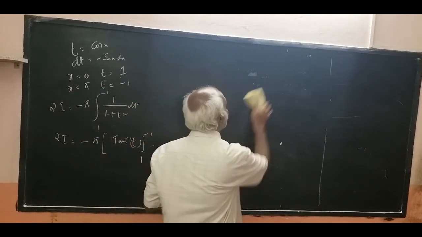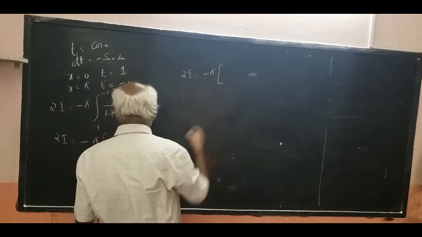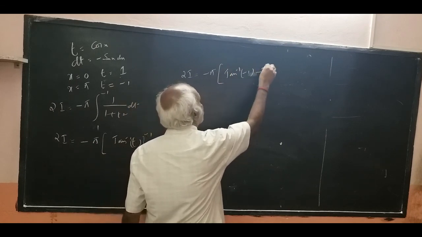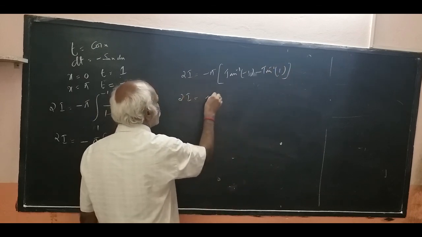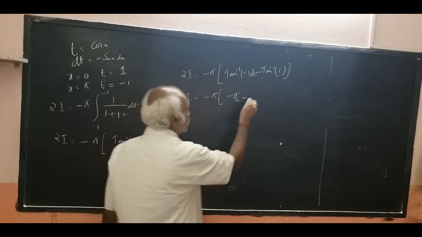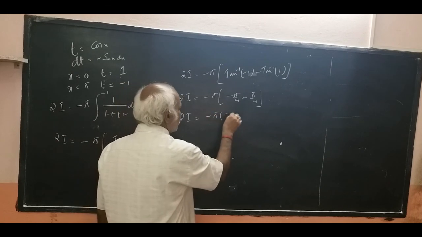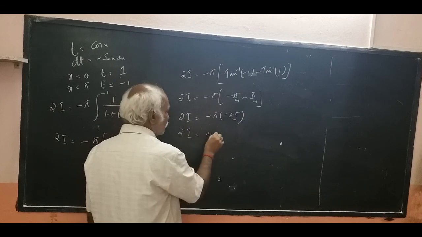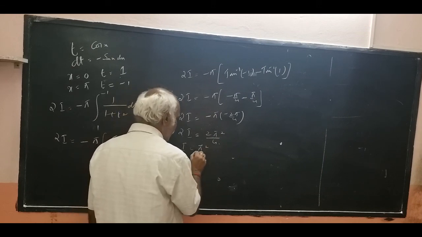So here the first part is very, very important. The second part, integration, is very simple. So what will happen? 2I is equal to minus pi. Upper limit is minus 1, minus lower limit, tan inverse of 1. Tan inverse of minus 1 means minus pi by 4, because tan 45 is 1. So 2I is equal to minus pi into minus 2 pi by 4. This minus minus will become plus. 2I is equal to 2 pi square by 4. So I is equal to pi square by 4.